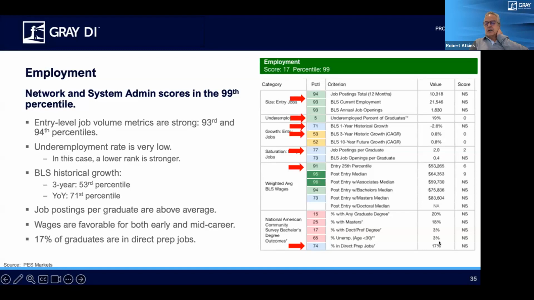Now, a lot of these folks, even though it seems like a fairly specific job, only 17% are going to go into a field for which they're directly prepared. So that business of looking at what people really do is important in this field as in most others.